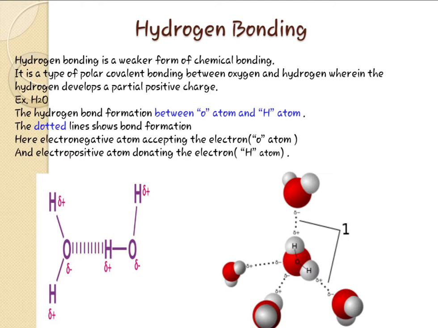charge. Example, the water molecule. The hydrogen bond forms between the O atom and the H atom; the dotted line shows the formation of H bonds. Okay. Here the electronegative O atom accepts the electron and the electropositive atom donates the electron.